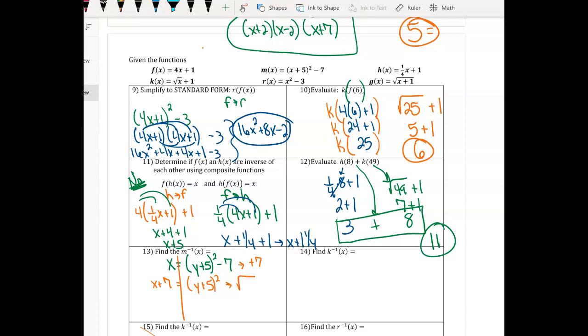Then I will square root, which leaves me with this, and then all of this side is square rooted. And then the last step is I'll subtract 5, so I'll have the square root of x plus 7 in the check mark and minus 5 not in the check mark. And then to finish it up, I should write the inverse notation.